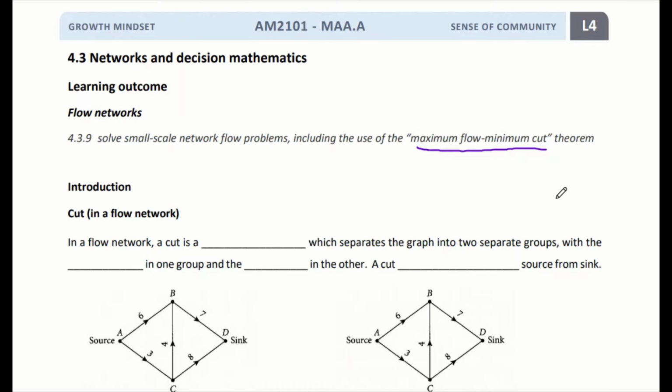Alright, so we will start off with what is meant by a cut, how to identify and calculate the capacity of the cut. Then after that, we'll be talking about the theorem and we are going to do some questions together relating to our previous example in our third lesson. So let's start with the introduction on the definition for a cut.